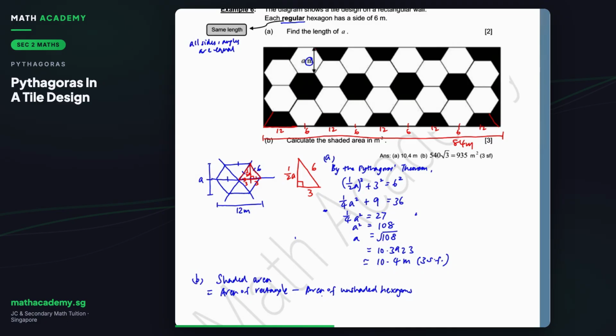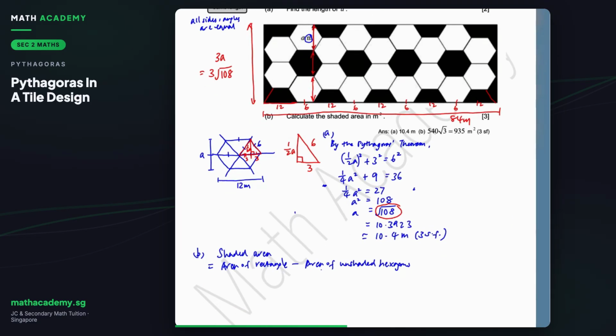We see that the height of each hexagon is A. So you see there are 3 hexagons here which form the breadth. So the breadth would be 3A. And we have found A earlier. I will just use this square root number. So I will take 3 times the square root of 108 as my breadth.